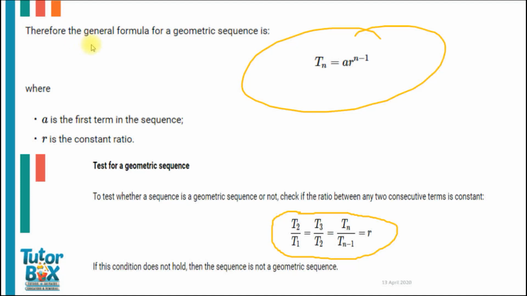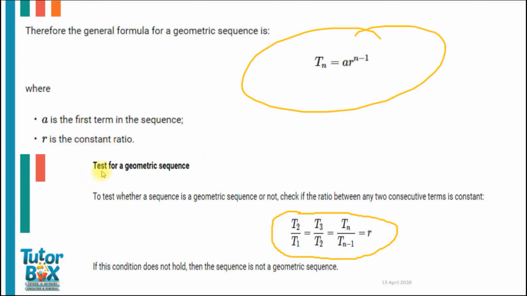Therefore, the general formula for a geometric sequence is Tn is equal to a times r raised to the power of n minus 1, where a is the first term in the sequence and r is the constant ratio.